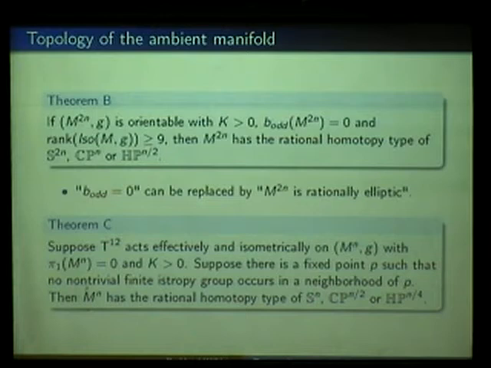But if the manifold is even dimensional, and you assume that the odd Betti numbers, so b_odd means all odd Betti numbers of the manifold, are 0, and you assume a slightly larger symmetry degree, right? So you assume now the rank of the isometry group is 9, not just 5. Then not just the fixed point components, but the manifold itself is rationally a rank 1 symmetric space, right?